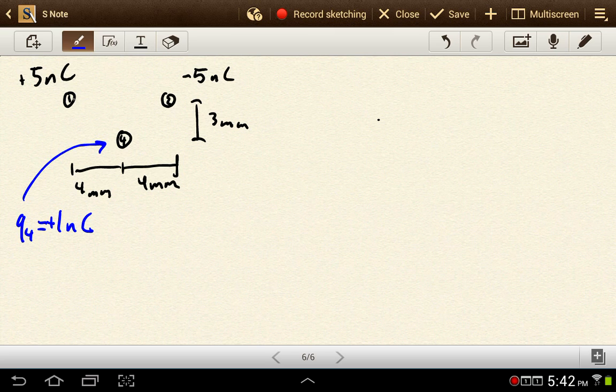Okay, so one question we need to answer here is, what is the distance between 4 and 1 and 4 and 2? If you do your old Pythagorean theorem, you will find that both of those distances are 5 millimeters. So the magnitude of the force that 1 exerts on 4 is equal to the magnitude of the force that 2 exerts on 4, because they both have the same magnitude of charge, and they're both the same distance away from 4.